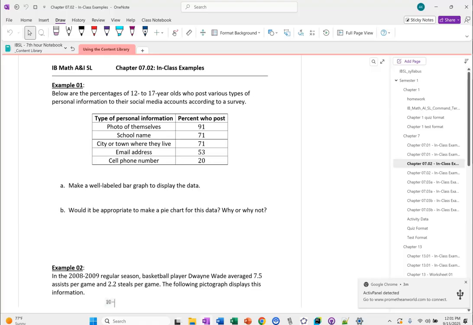Excellent, yeah. One person could fall into posting a photo of themselves and their school name and the city and town where they live and their email address and their cell phone number. You could hit lots and lots of categories. So you have no way to probably suss that out into a way that's going to make it nicely normalized, all adding up to 100, right? Okay.